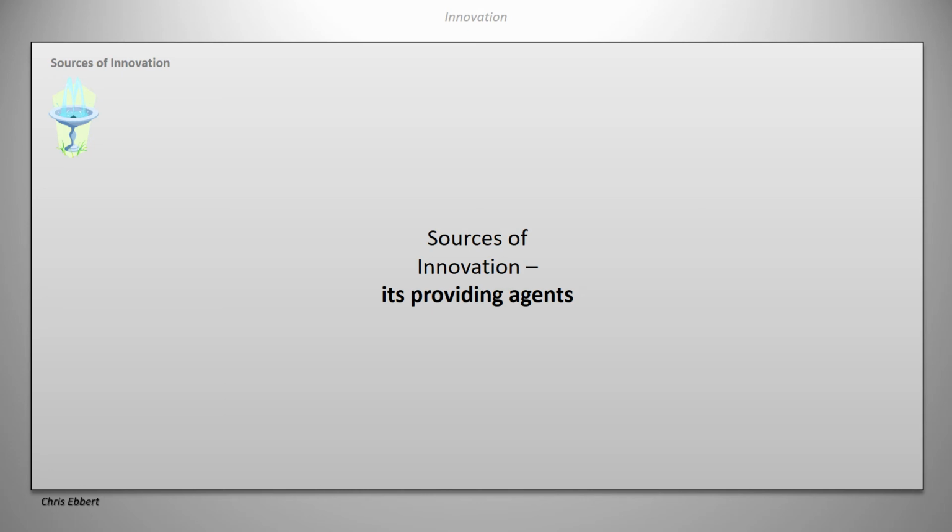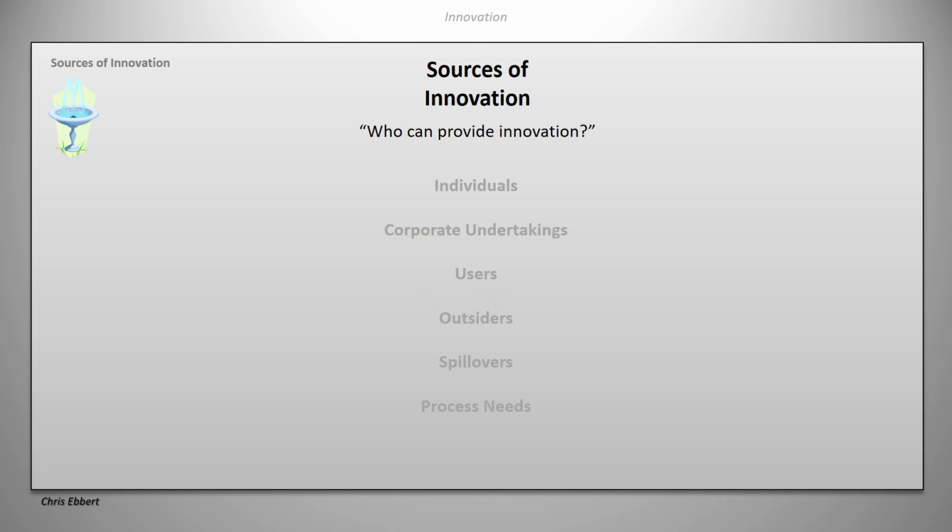Now there might be agents who bring you innovation, people or events. Who can provide innovation? I believe all these agents here, these 6 different things, can bring you innovation. 1, 2, 3, 4, 5, 6. Yeah, didn't promise too much. Let's look at these.